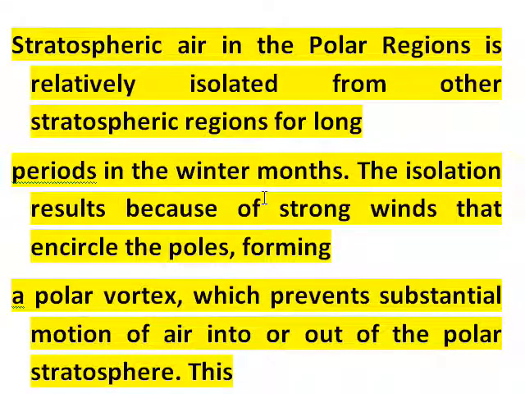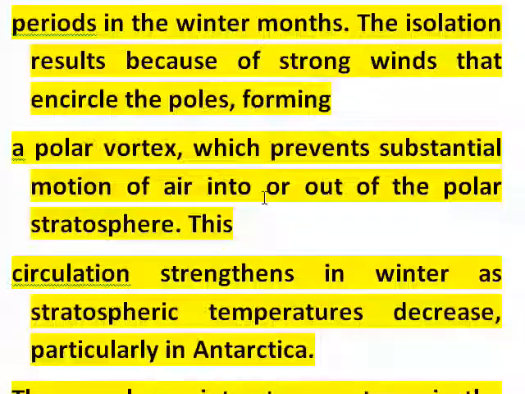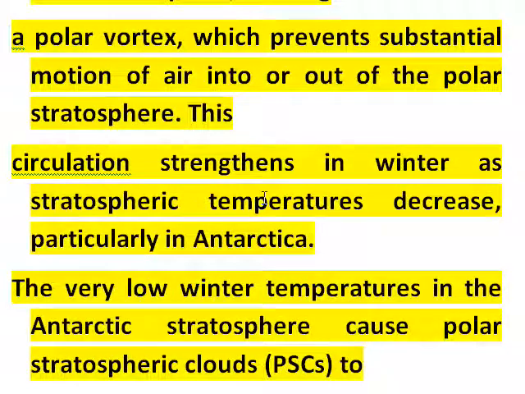Stratospheric air in the polar regions is relatively isolated from other stratospheric regions for long periods in the winter months. The insulation results because of strong winds that encircle the poles, forming a polar vortex which prevents substantial motions of air into or out of the polar stratosphere. This circulation strengthens in winter as stratospheric temperatures decrease, particularly in Antarctica.